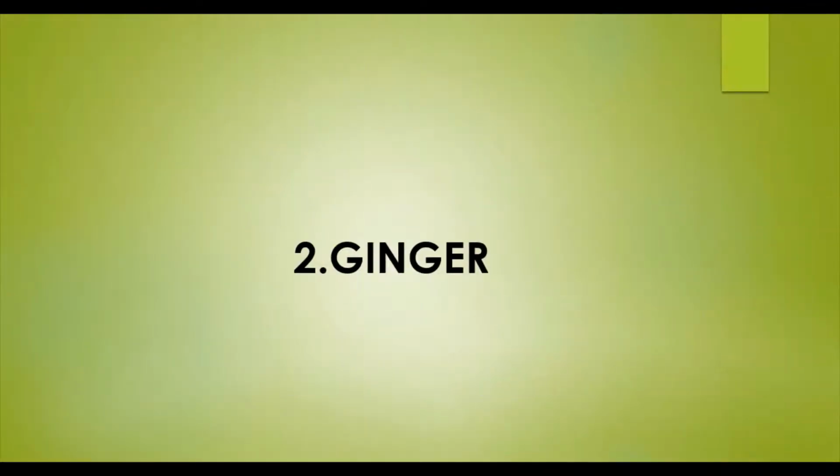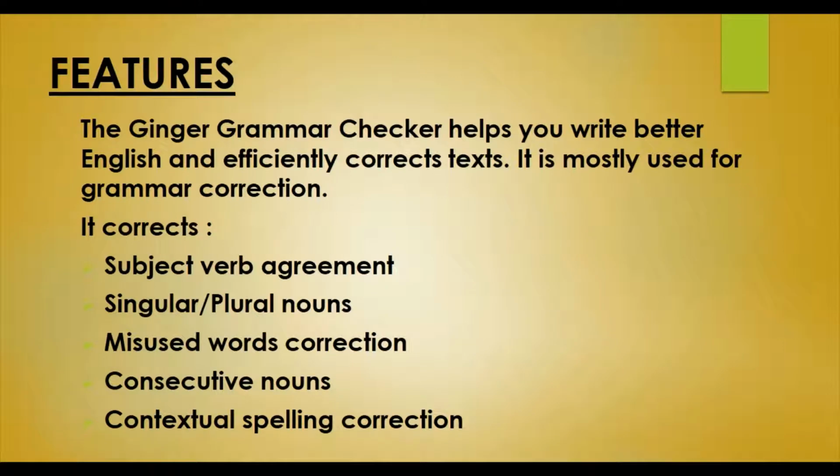The second is Ginger. I haven't used Ginger, but Ginger is in competition with Grammarly and it is also highly useful. You can even download the Android app and use it. It is majorly used as a grammar checker, helps you write better English and efficiently corrects text. It helps with subject-verb agreement, singular and plural nouns, misused word corrections, consecutive nouns, and contextual spelling corrections.